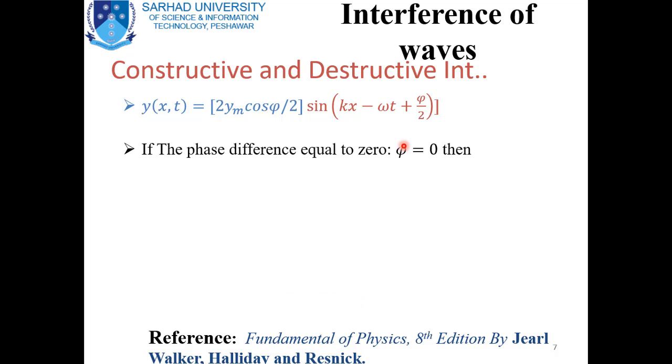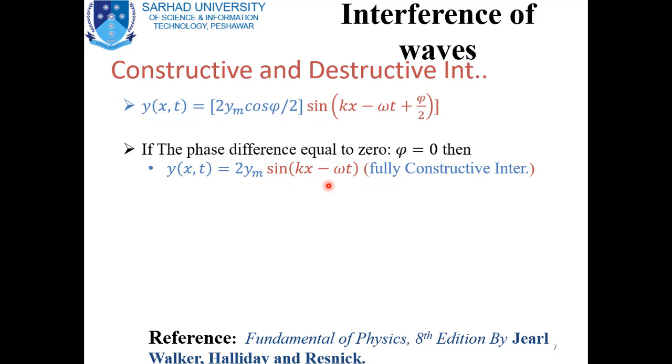We put a condition on the phase difference. So if the phase difference is 0, then we will put 0 in the amplitude term. So cos 0 will give you 1, and this one is multiplied with the amplitude term, which will remain the same as 2ym, and the phase term vanishes. So our expression when φ is equal to 0 will be 2ym sin(kx − ωt).